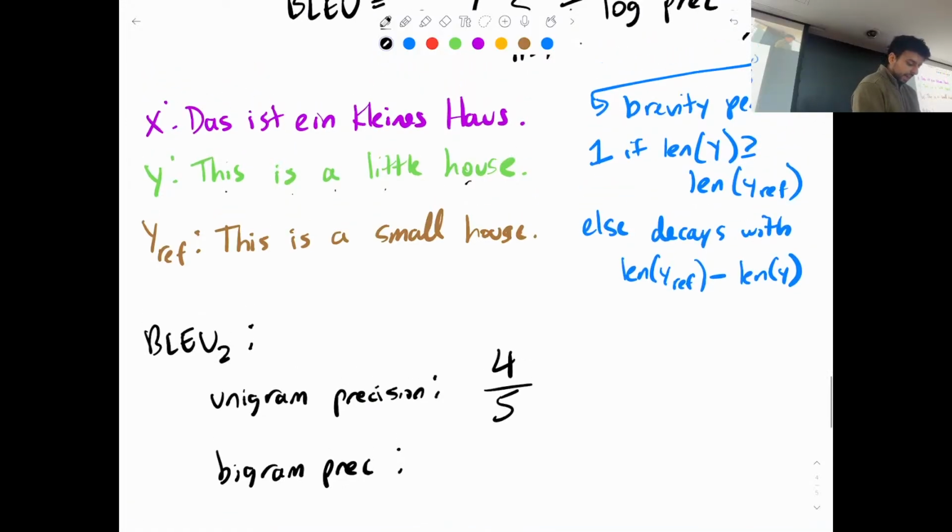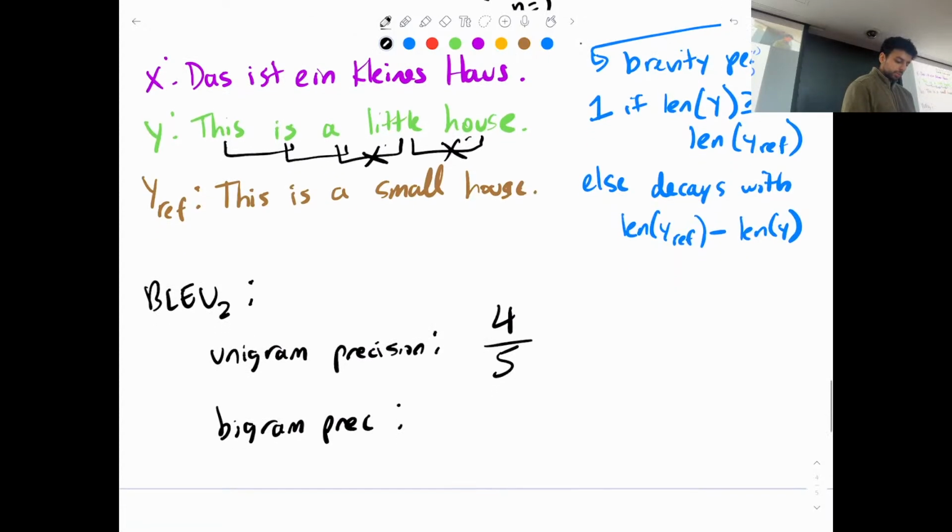Now we're going to look at the bigrams. That is a match, also matches our reference. A little does not match, and neither does little house. So we have 4 total bigrams in our candidate, only 2 of them match. And so now our brevity penalty here is 1 because these 2 things have equal length.